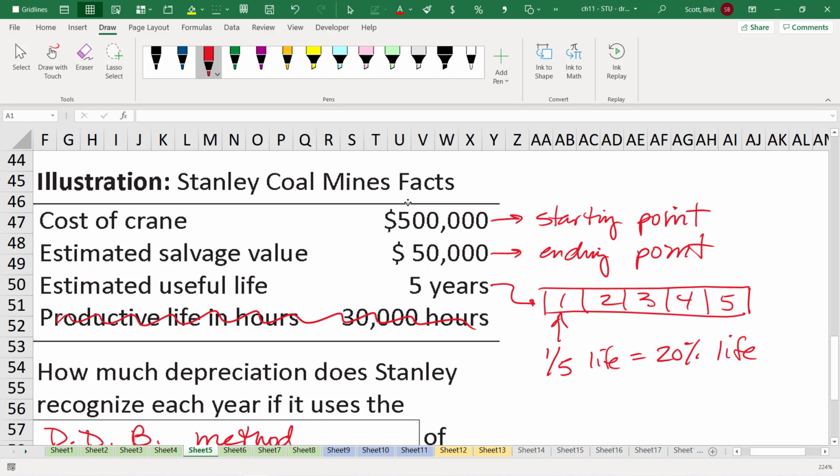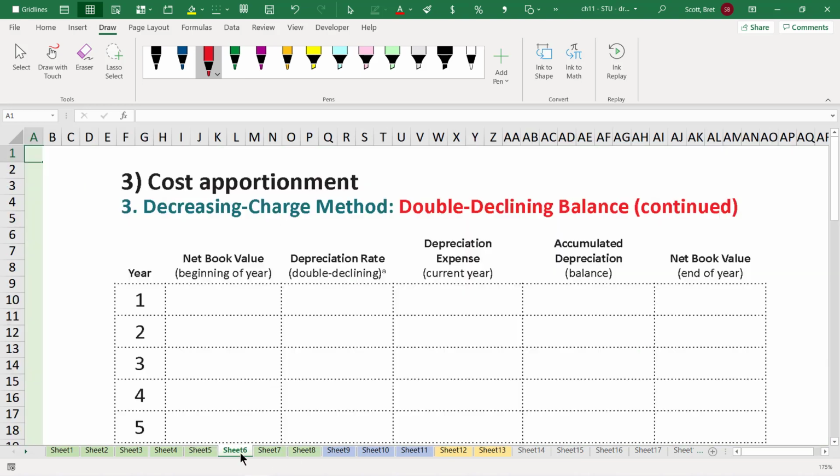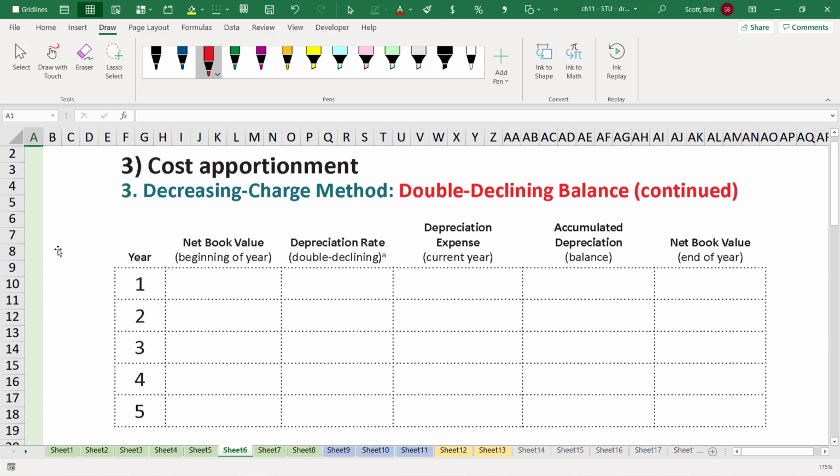Well, that is nice, but we are using a double declining balance rate. So we're going to multiply that by 2 to get us 40%. That's the rate we're going to use in our calculation. So let's go over to the schedule. Now, the best way to learn and remember how to do this is by practicing this. So please take the time to practice filling out this schedule.